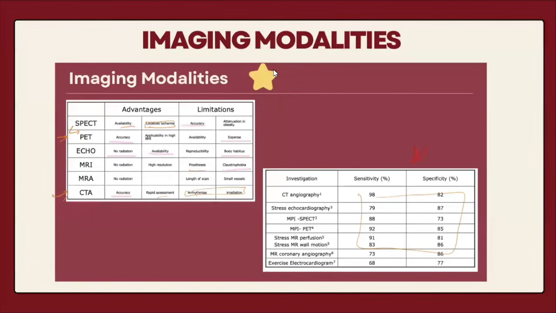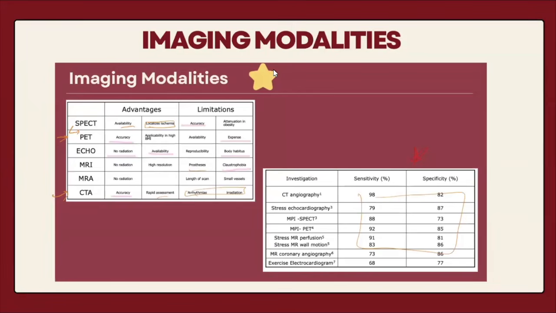So CT angiography, it's really sensitive. It can pick up any problem immediately, especially if it's like a coronary syndrome. And it's quite specific too. You can visualize where you're going with it. Stress echocardiography, it's a bit lower in sensitivity. It might not always pick it up, but if it does pick it up, it's quite specific because you can again visualize the areas.